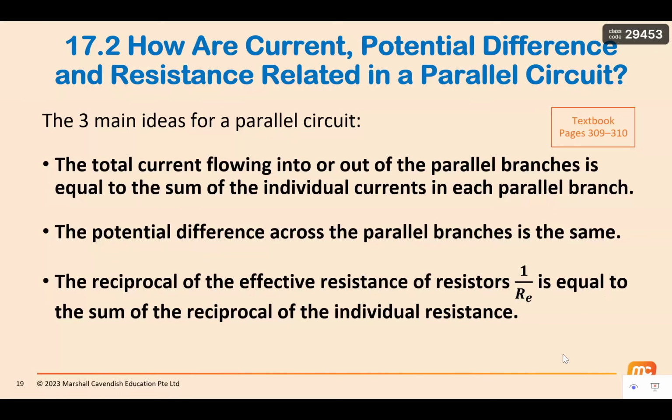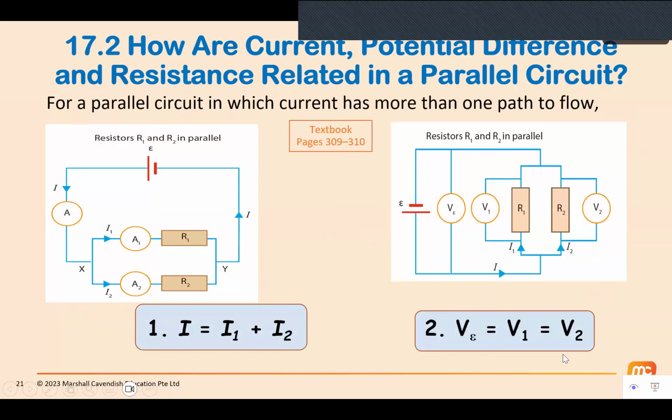Okay, let's zoom into each one of them individually. So you can take a look at this. I have 2 resistors that are connected in parallel. They are parallel because they are in separate paths. They are not connected in a single loop side by side. They are connected in separate paths. I can have current flowing through the top path through R1, or I can have current flowing through R2, or I can have current flowing through both R1 and R2. So there's more than one path for the charges to flow.